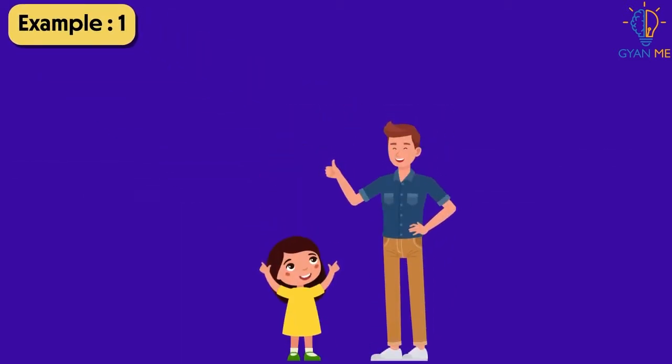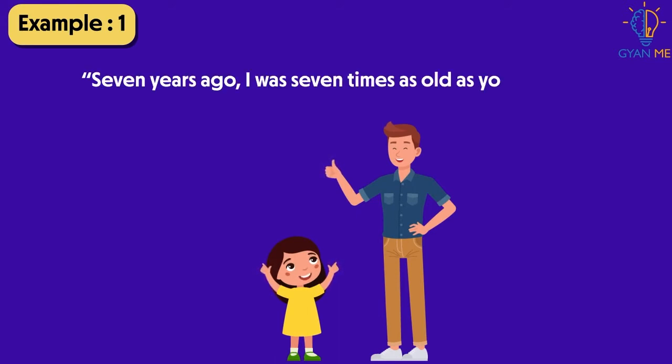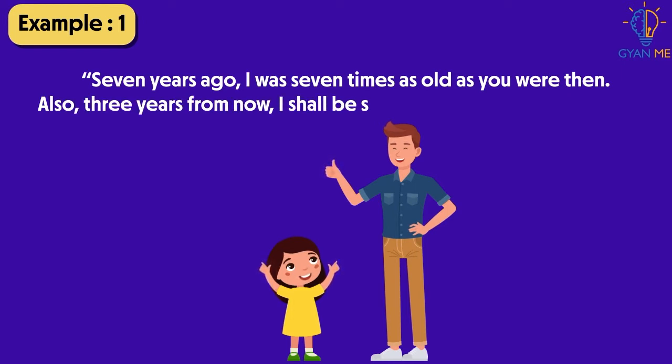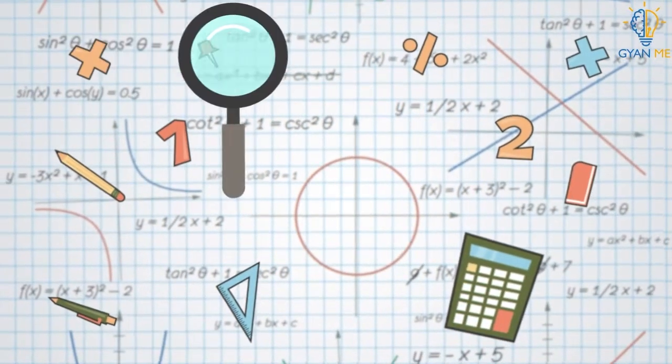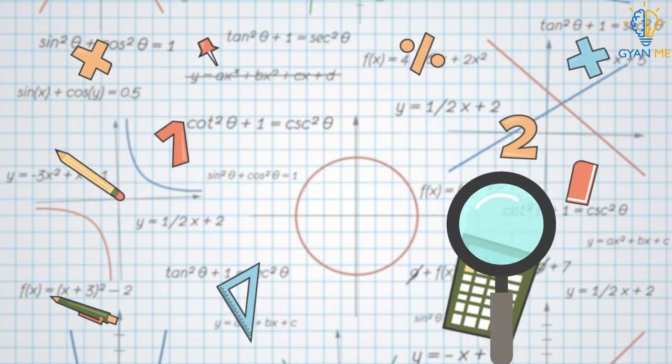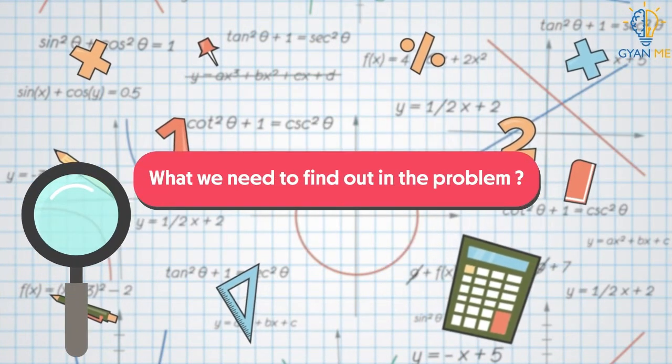Aftab tells his daughter, 7 years ago, I was 7 times as old as you were then. Also, 3 years from now, I shall be 7 times as old as you will be. Find their ages. Students, in order to represent a given situation mathematically, first see what we need to find out in the problem.